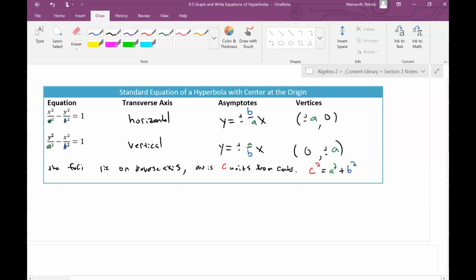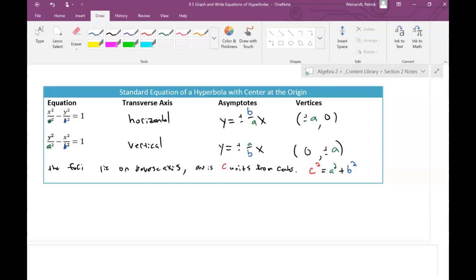So this looks exactly like the Pythagorean theorem. Keep in mind the difference between this and your ellipse. When we were working with ellipses, it was c squared equals a squared minus b squared. So keep in mind that these two are going to be different. If you have hyperbolas, you're going to have to find their quantities using this formula. Okay? So make sure you have these down.